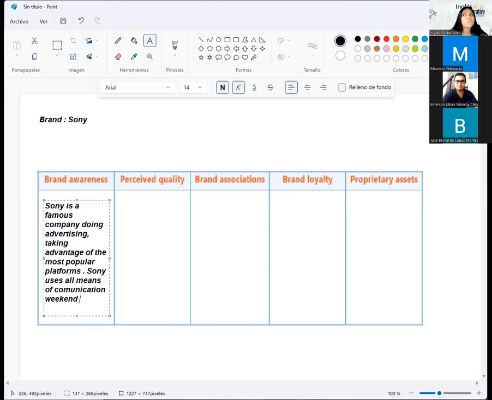Within, W-I-T-H-I-N. Within its reach. Reach. Okay. Let's move on to perceived quality.